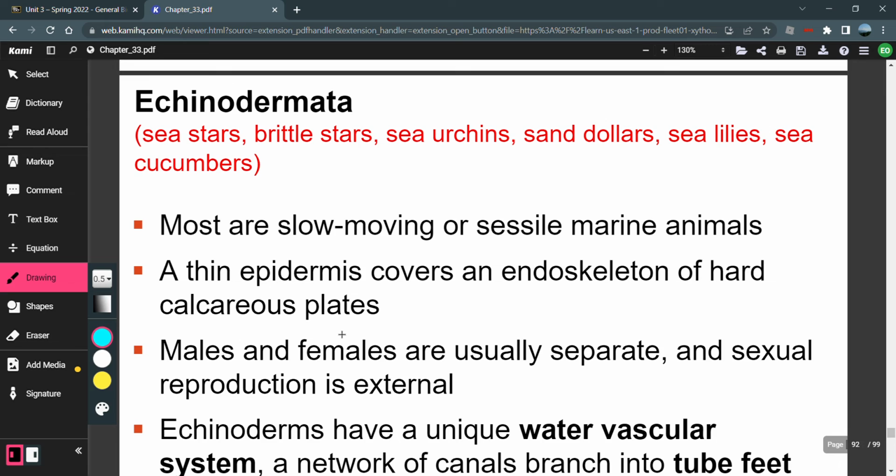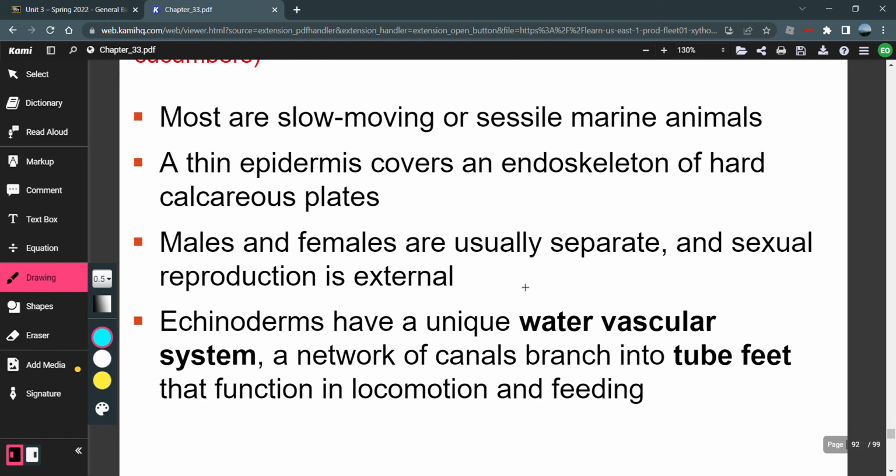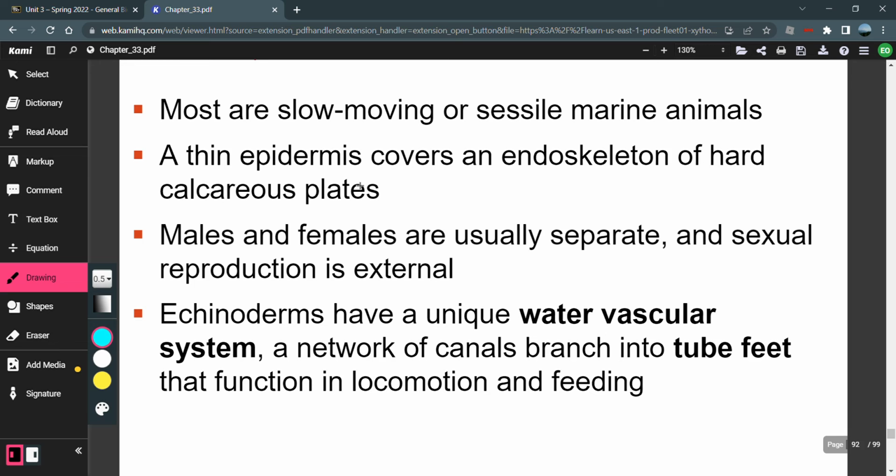The last one, and thank God, it's a long lecture. Echinodermata: sea stars, brittle stars, sea urchins, sand dollars, sea lilies, and sea cucumbers. They're slow-moving or sessile. A thin epidermis covers the endoskeleton of hard calcareous plates. Males and females are usually separate, and fertilization is external.